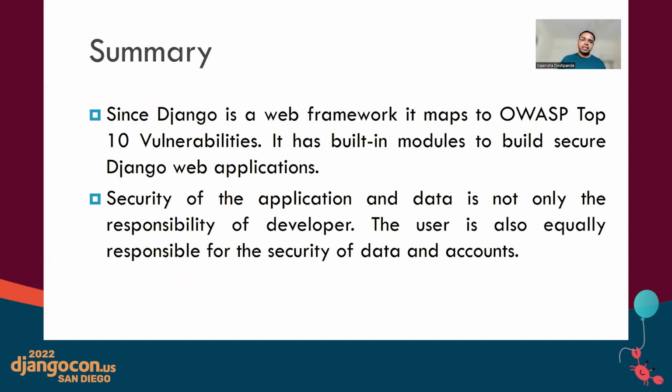So finally, this summary. Since Django is a web framework, it maps to the OWASP Top 10 vulnerabilities. It has built-in models to build secure Django web applications. You can also make use of the Mozilla Web Observatory tool, which ensures that if you get an A+ rating, your application is almost secure. Then security of the application and data is not only the responsibility of the developer, the user is also equally responsible for the security of data and accounts.